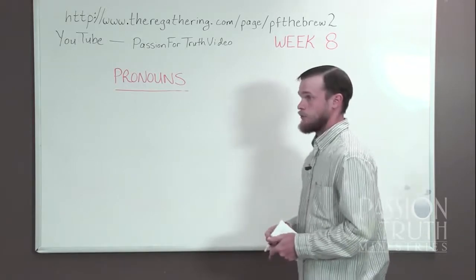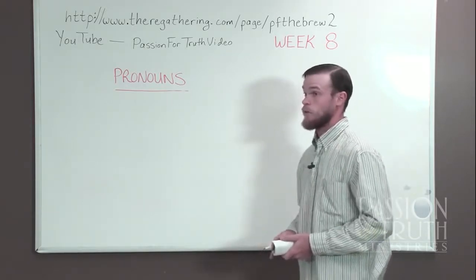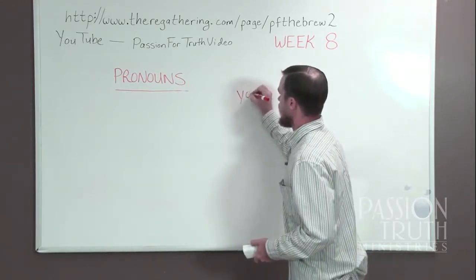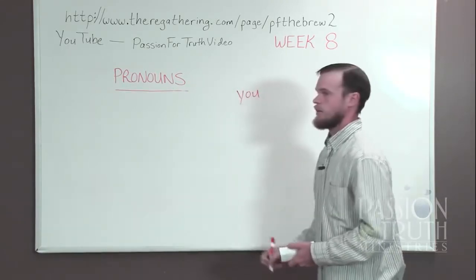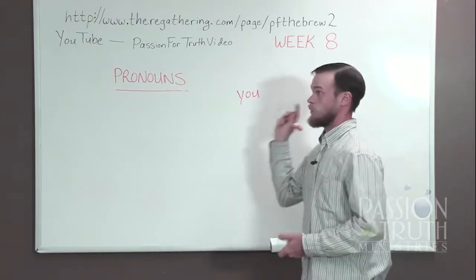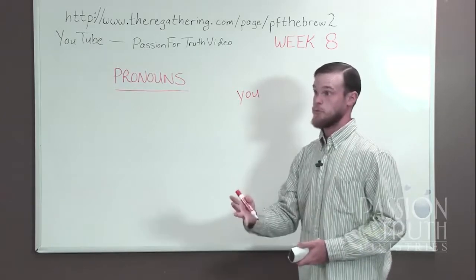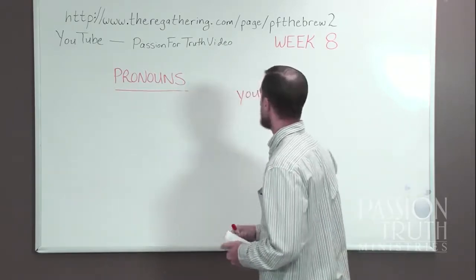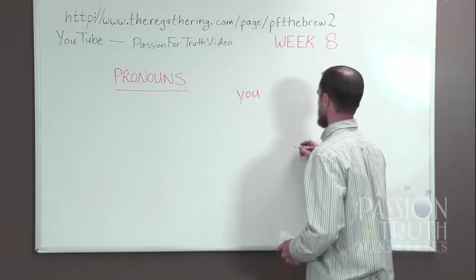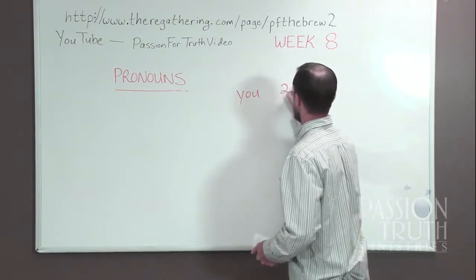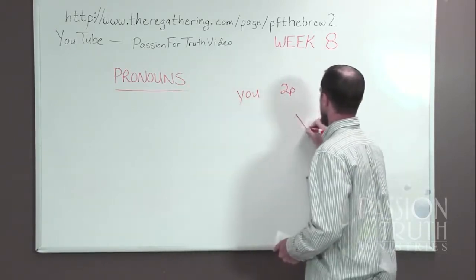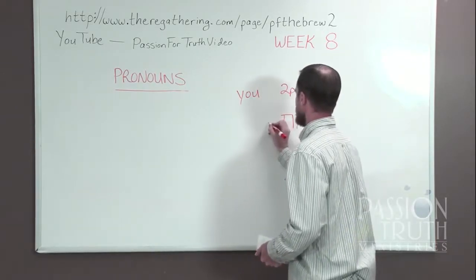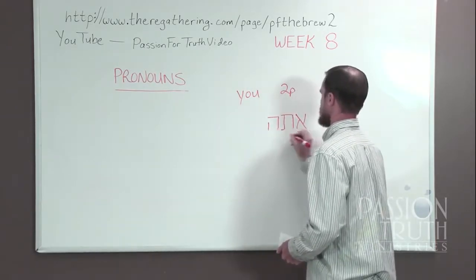Now, in English, we have only one second person pronoun, Y-O-U. We use this to refer to one man, one woman, multiple men, and multiple women. We say you. Hebrew has 4. So the masculine singular is ata.